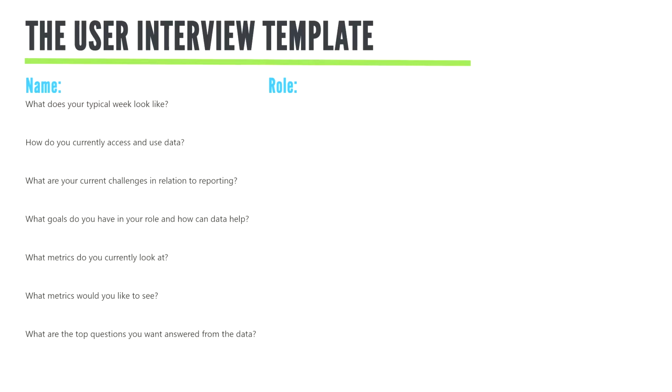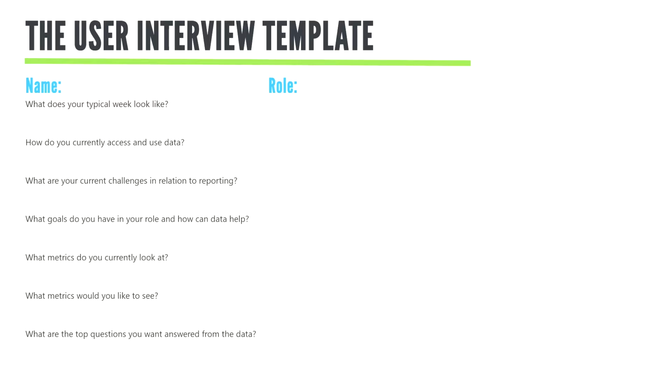How do you currently access and use data? So maybe they have a report, maybe they don't have anything. And these are all really important things, because if we don't know what they're doing, let's say they currently use a dashboard, what if it's a really good dashboard already? And there's just something wrong with it, and all it needs is some tweaking. Well and good. So if we don't ask those questions, then we don't know, and we're going to be wasting time. What are your current challenges in relation to reporting?